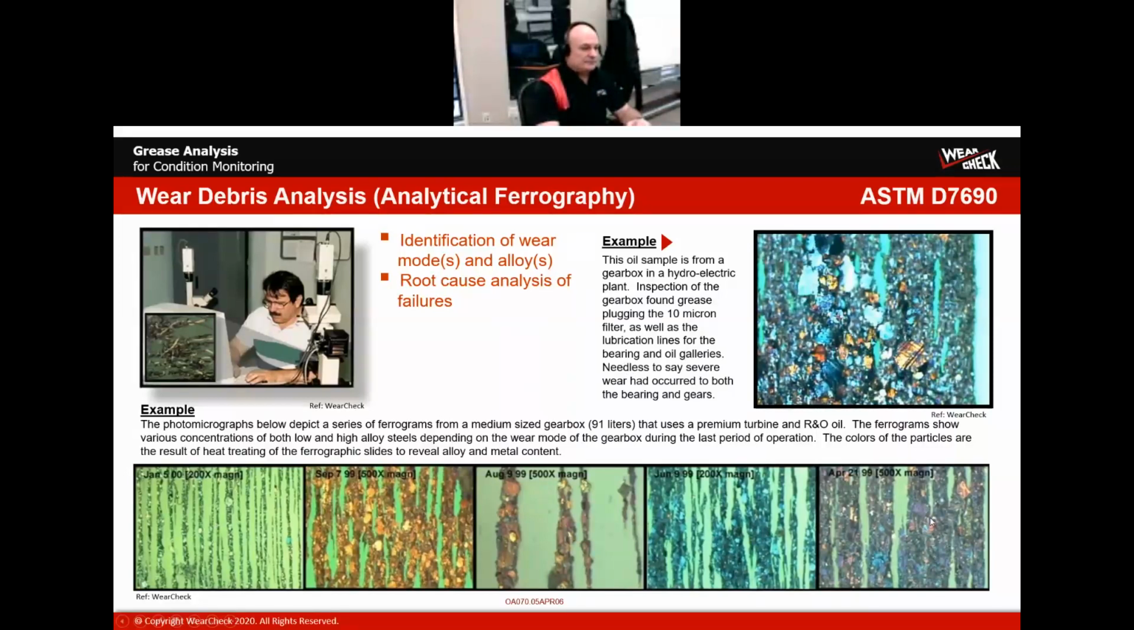This is actually oil samples from gearboxes in an automotive assembly plant. This is one gearbox over 18 months, and the wear particle concentration over that period varied significantly. Not only that, through heat treating, we could see that this was a medium alloy steel, and this was a low alloy steel, and this is case hardening steel. We could see a progression of wear patterns from different gear sets in that.